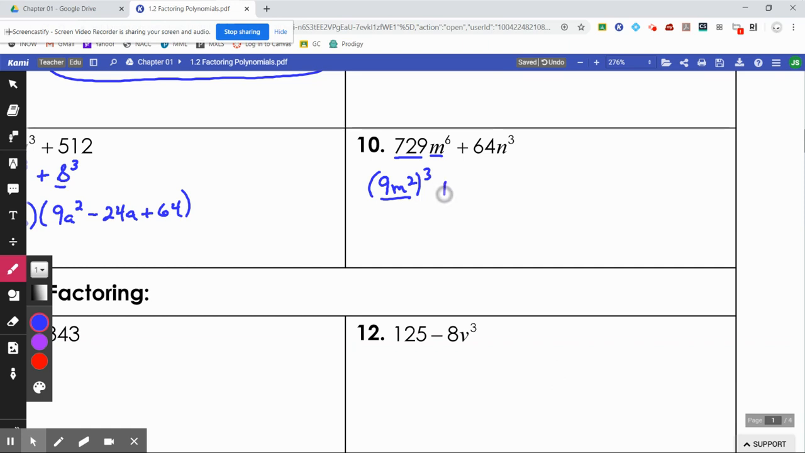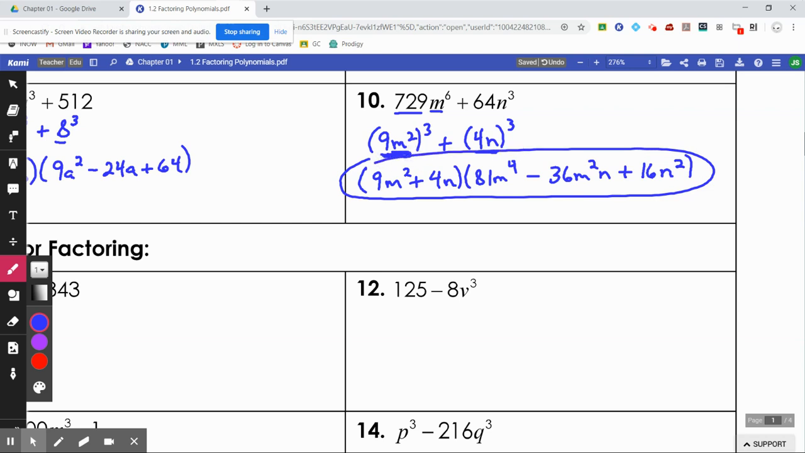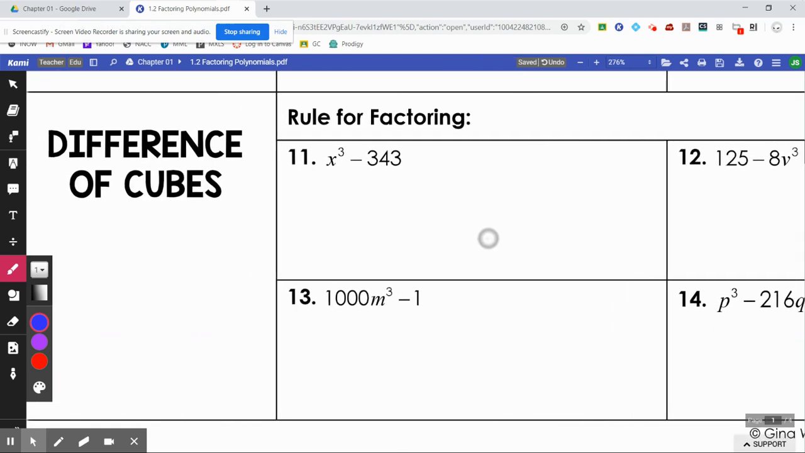We have something to the third plus 64, which is 4 times 4 times 4, and n times n times n would give you n to the third. So here's your a, here's your b. So in your formula, you have a plus b times a to the second, which would be 81, and to raise m squared to the second, power to power, you multiply, minus a times b, that would be 36, put them in alphabetical order, m squared n, plus b to the second, square them both, gives you 16n squared. That is now factored.